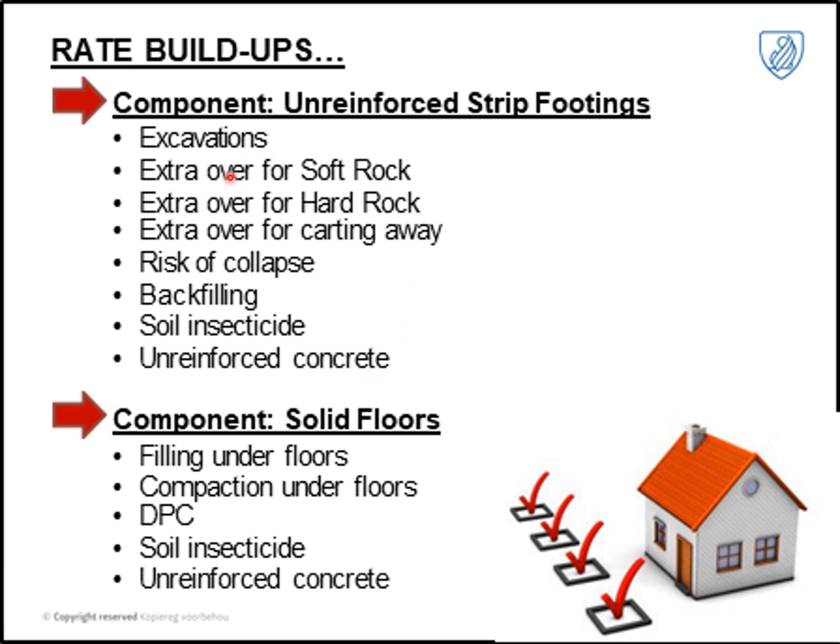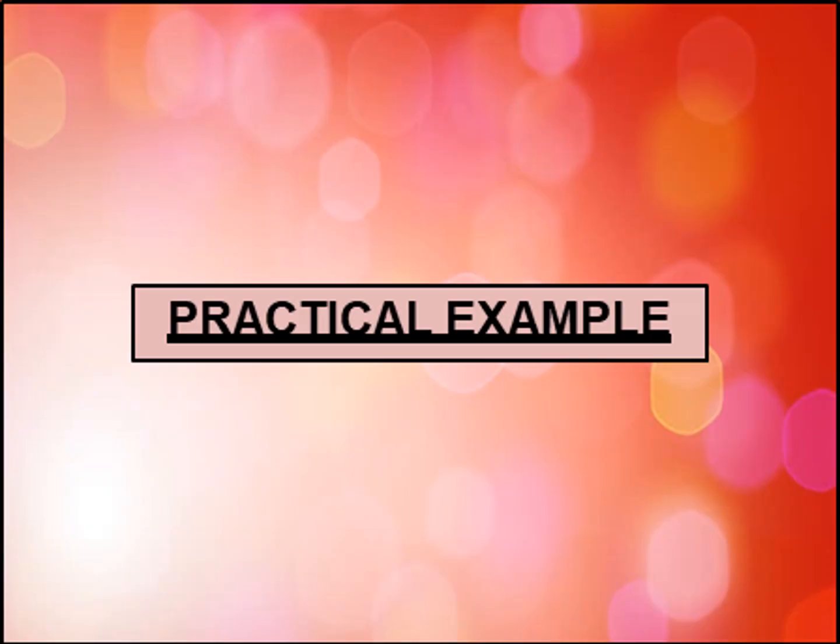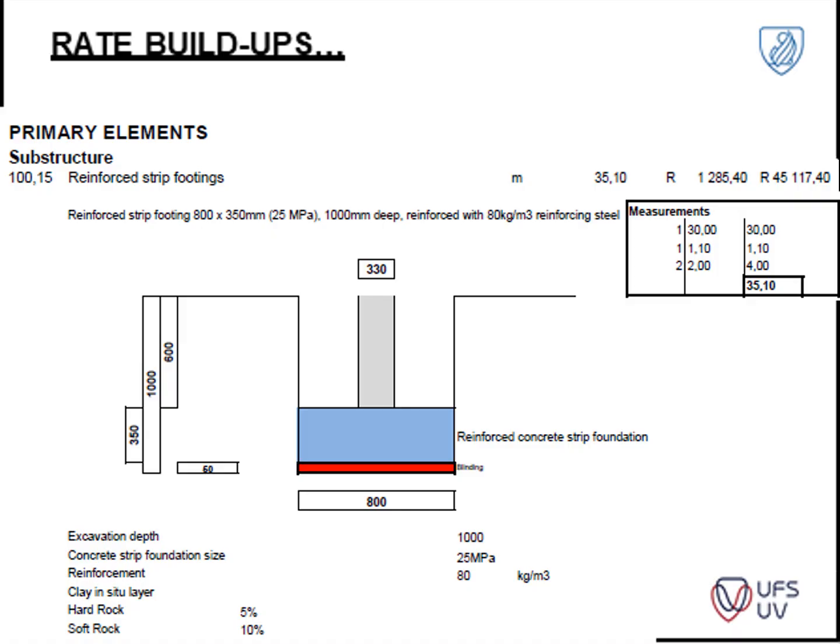So if you look at your elemental guide, the components for unreinforced strip footings include your excavations, extra over for hard rock, soft rock, carting away, your risk of collapse, backfilling, soil insecticide, and reinforced concrete. Most of these items you will be familiar with throughout your measurement tenure. And then you've got your component solid floors, for instance, which will include your filling underneath your floors, compaction underneath your floors, your DPC, soil insecticide, unreinforced concrete, etc. So let's look at a practical example.